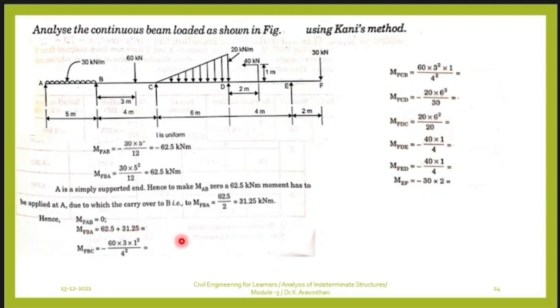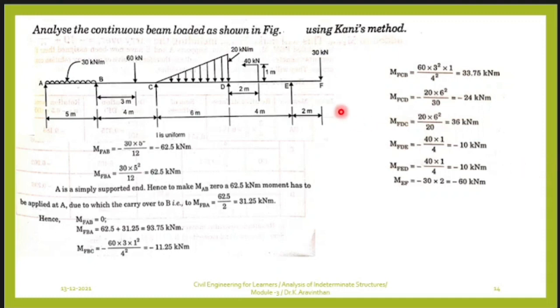So what will be your answer? 62.5 plus 31.25, 93.75. Okay, now what is the answer for MFBC? Minus 11.25. And MFCB is 33.75, MFCD is minus 24, and MFDC is 36, minus 10.